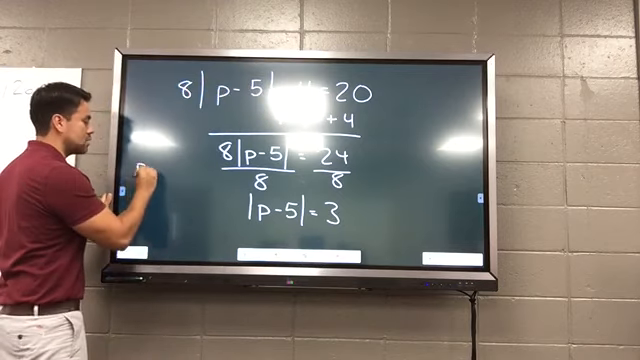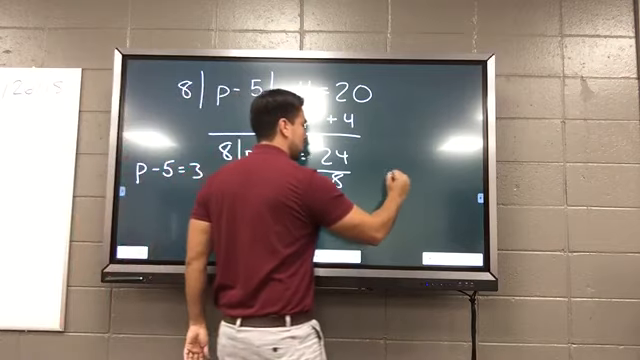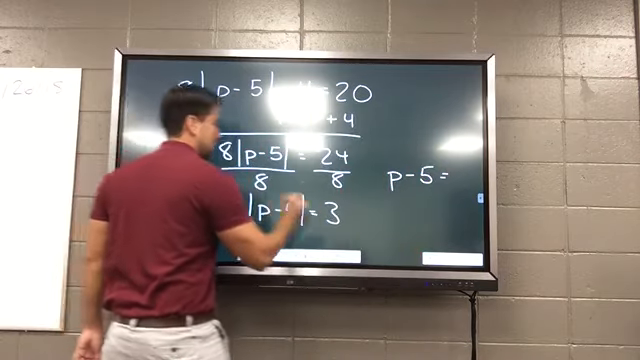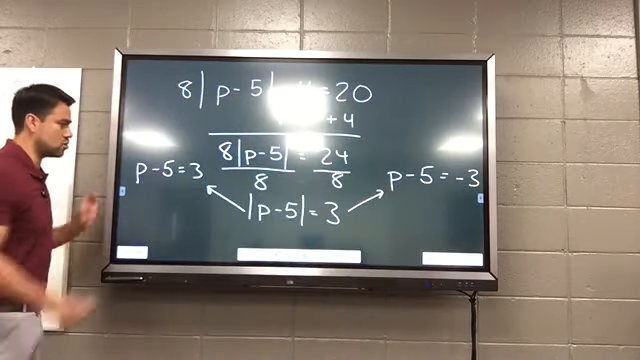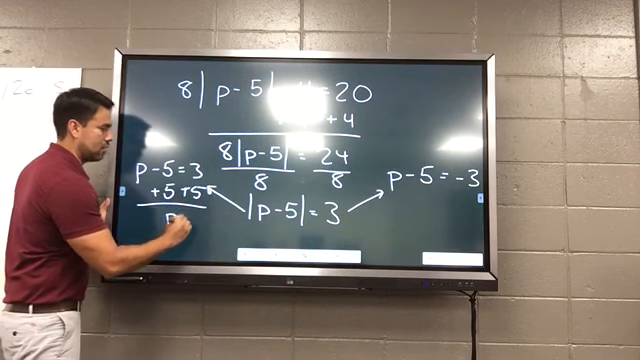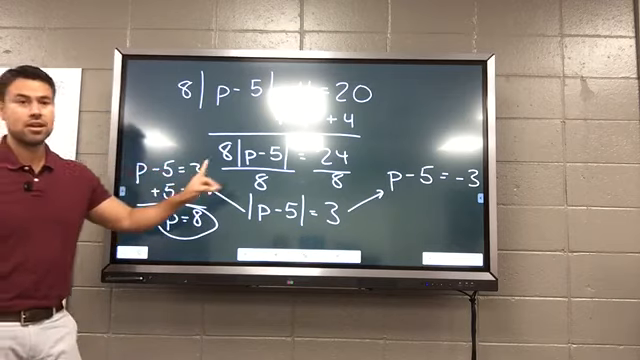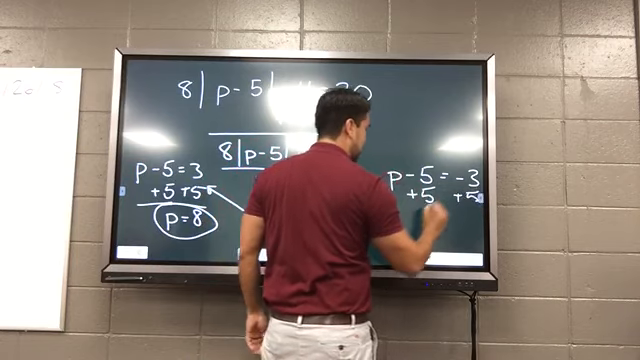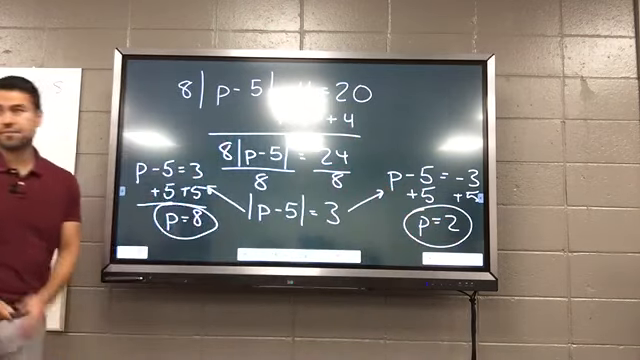The first one you'll get is p minus 5 equals 3. And the second one you'll get is p minus 5 equals negative 3. So I'm giving arrows so you know where I'm going. And those are the 2 equations you solve by doing the same thing. P equals 8. Some of you got that without splitting it up, but remember, you won't get both of them. Plus 5. P equals positive 2. 2 and 8.